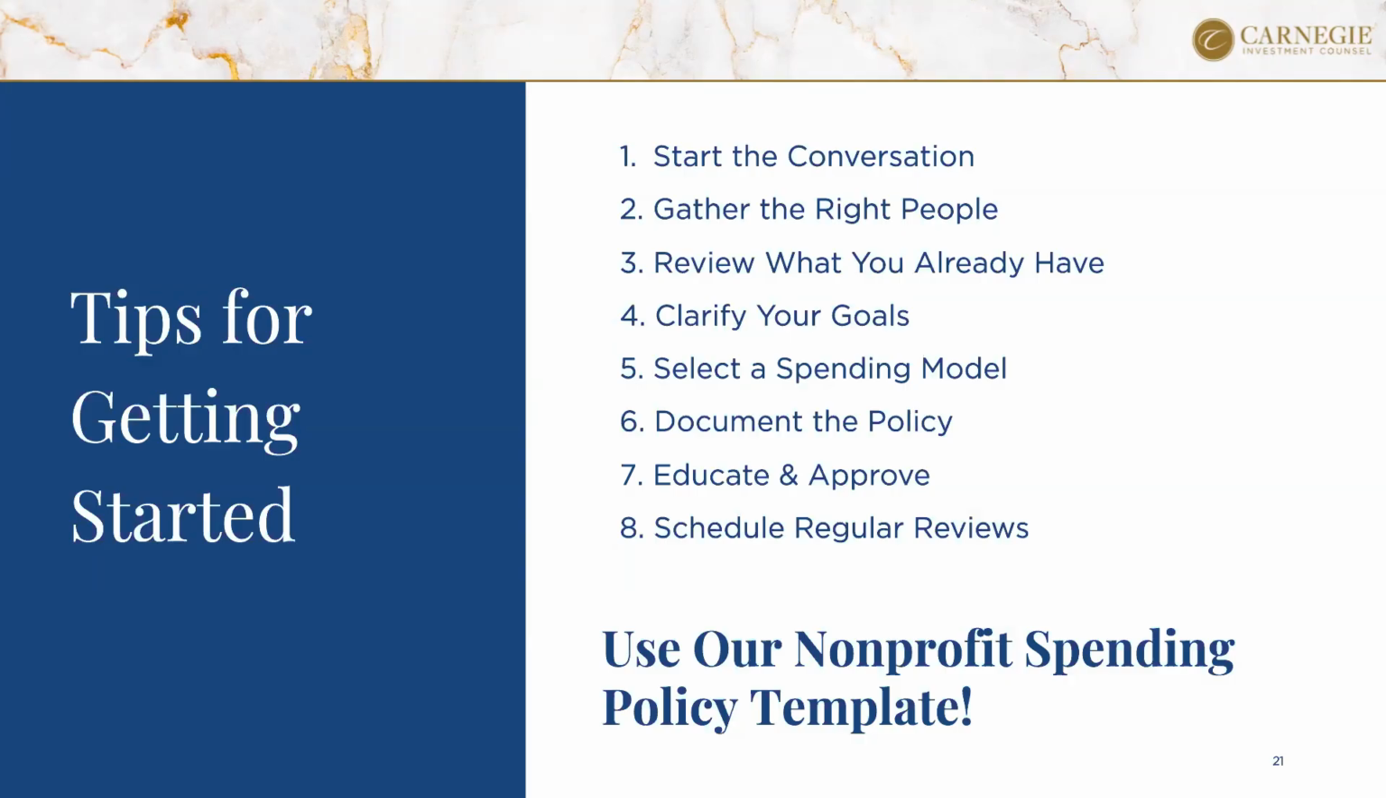And then clarifying goals. What are you actually trying to accomplish with this endowment or reserve fund? Is it sustainability? Is it program growth? Is it stability during lean years? Your goals will shape how your spending policy is built. And then you have to select a spending model, choosing one that matches your organization's risk tolerance, funding needs, and investment strategy. And then documenting it properly. That means writing it down, keeping it simple and practical, but making sure it's something that everybody on your board understands and that your staff and investment advisor can follow.